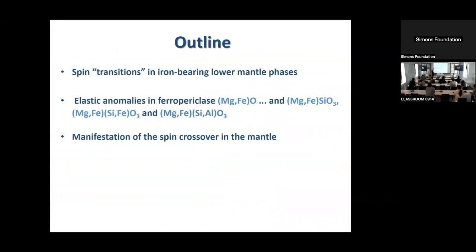So I'm going to show you today spin transitions, or spin state changes, in iron under pressure in the lower mantle phases, that's where the pressure and temperature conditions exist.